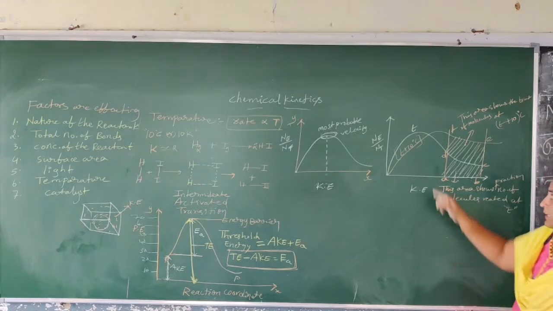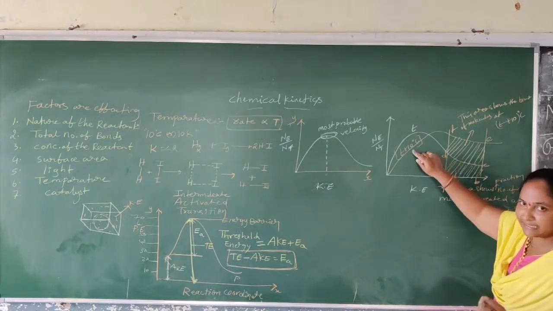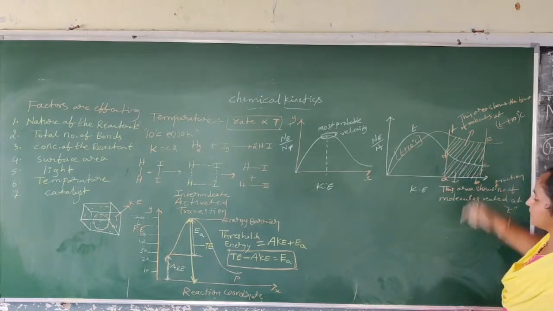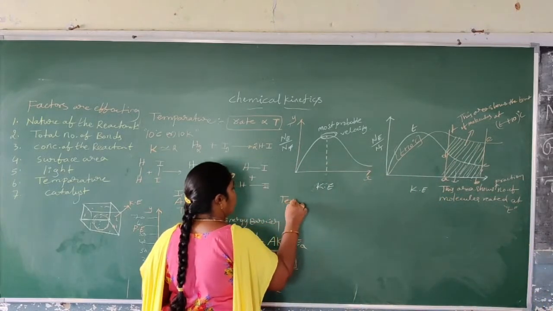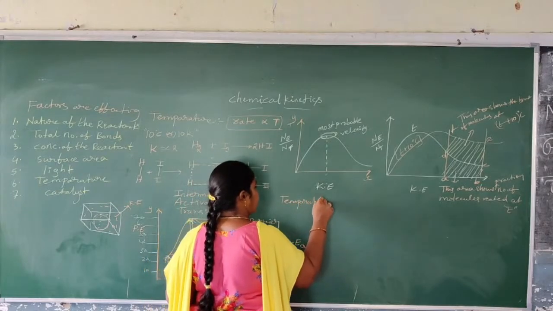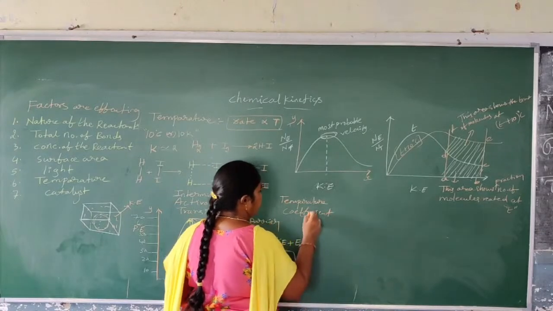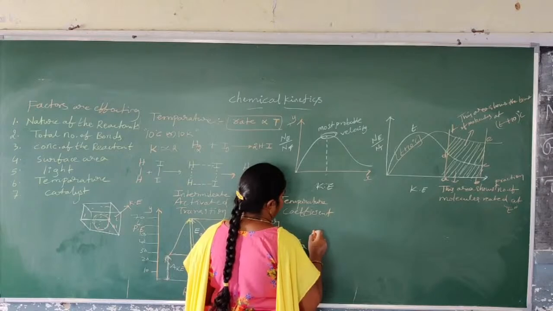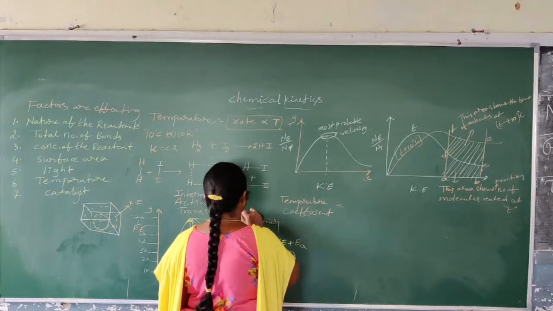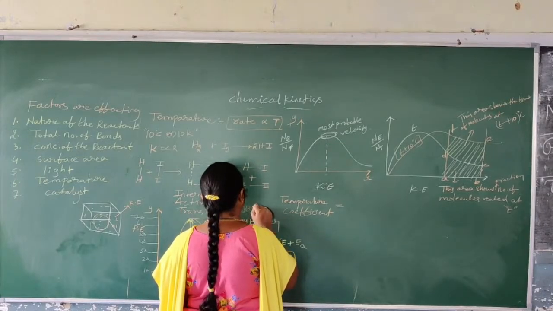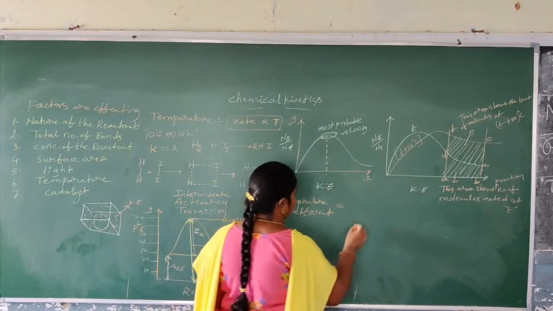So at T temperature, these are the number of molecules. If we are increasing by 10 degrees centigrade, the fraction of molecules involved in the rate of reaction is more. So that is represented by using a temperature coefficient. Temperature coefficient. How do we define the temperature coefficient?